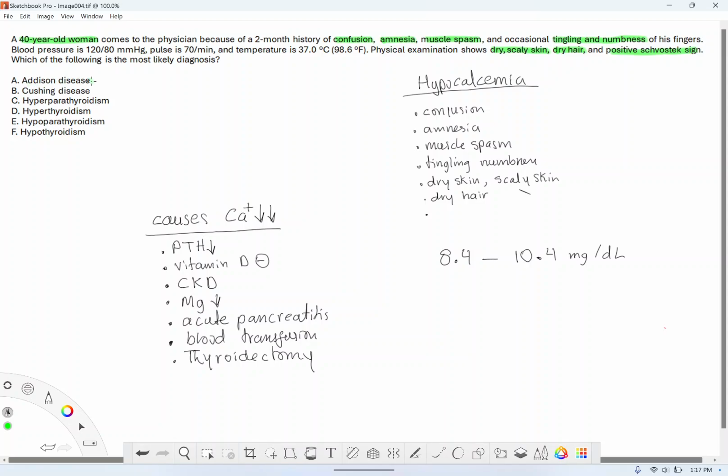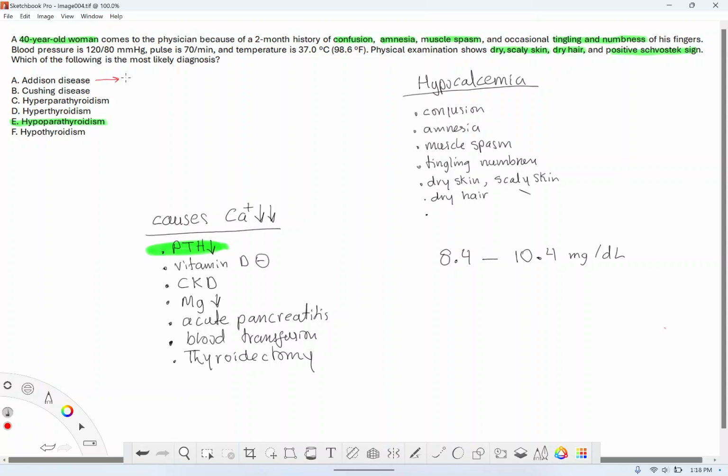Addison disease is deficiency of the adrenal gland. The adrenal gland produces cortisol, aldosterone, and androgen. So it's not responsible for PTH and calcium. Cushing is hypercortisolism, not related to PTH or calcium. Hyperparathyroidism produces too much PTH that leads to hypercalcemia. Hyperthyroidism is related to thyroid hormone. Hypoparathyroidism, yeah, that is our option because this is the first one we discussed here. Hypothyroidism, okay. Now that we know that we have answered, let's rule out the other options. Our goal is first to answer the question.